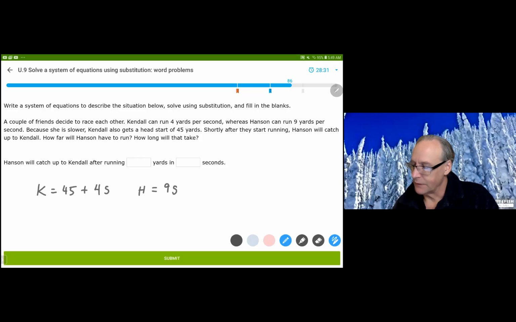Hansen can run 9 yards per second. Shortly after they start running, Hansen will catch up to Kendall. How long will that be? How far will they have run? When will Hansen be equal to Kendall?